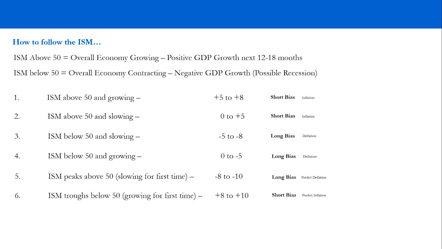Now let's move on to some other situations in the ISM. So the ISM below 50 and growing. That means that it's reported below 50, but it's not as bad as last month. So let's say, for example, the ISM is 49 this month, but the month before it was 45. Well, we still score this as a negative, so 0 to -5, but we have a long bias and it's obviously still deflationary, but things are potentially getting better. They're not as bad as before.